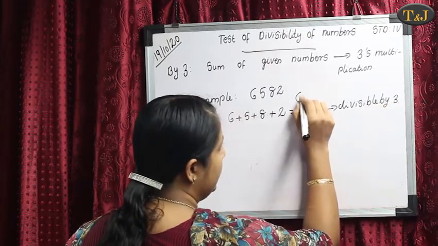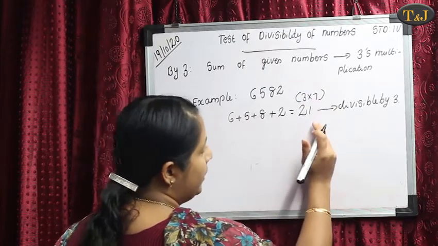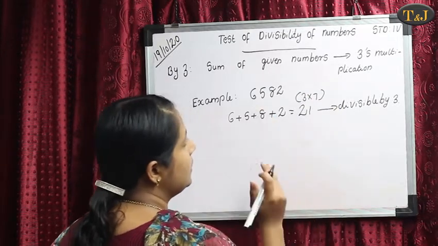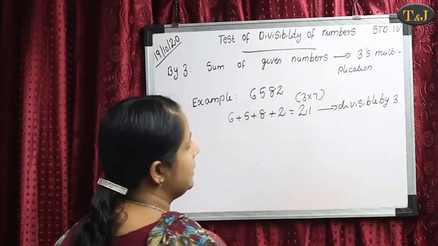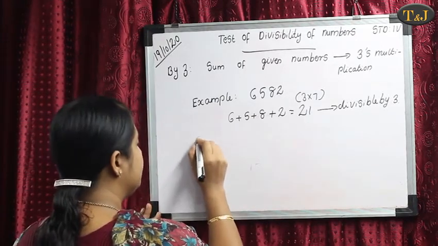21 is included in 3's table. That means 3 sevens are 21. So 6582 is divisible by the number 3. Then consider one more example.